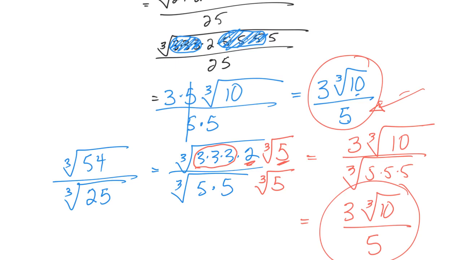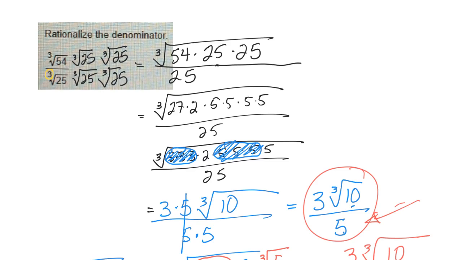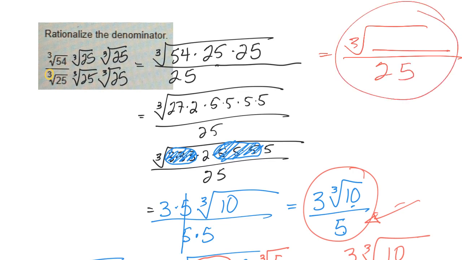Now, the answer that some people leave the question at, whatever this thing here is, cube root of a big number over 25, getting to that point, that's giving you most of the points for the question. Because you have rationalized the denominator, you've gotten rid of the radical on the denominator. You just haven't simplified the top all the way, so you're going to get most points for that. Good question.